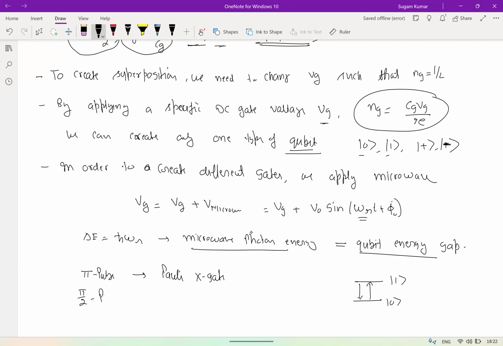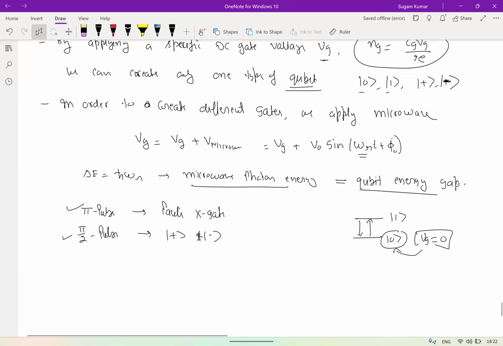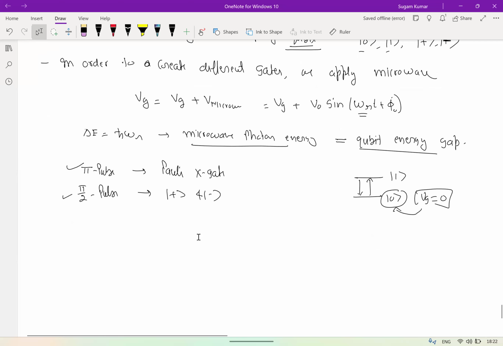Or a pi by 2 pulse. If you keep, let us say, Vg equal to 0, then you can create a state in the 0 state, or maybe in the 1 state. And after that, you can apply a pi pulse or pi by 2 pulse. This is going to create a plus and a minus, or any other situation you can create. So this microwave we couple with the gate capacitor, and from there we can change it.